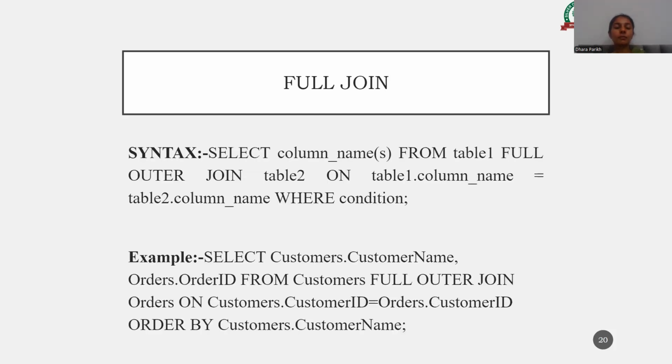Okay. The syntax is: select column name from table1 full outer join table2 on table1.column name equals table2.column name where condition. Here is an example: select customers.customer name, orders.order ID from customers full outer join orders on customers.customer ID equals orders.customer ID order by customers.customer name.